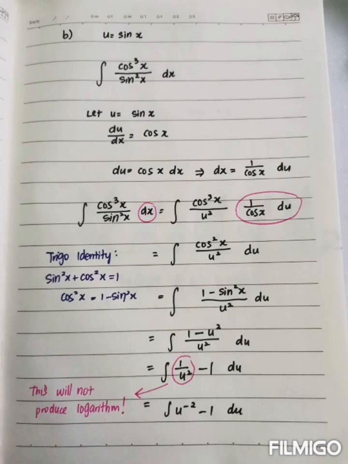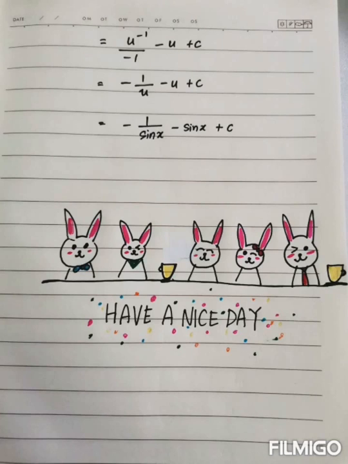Okay, integrate 1 over u square, you will not get logarithm. You only get logarithm kalau atas adalah constant, bawah adalah linear. For this case, kamu kena tukar bentuk. So, tukarkan kepada u power negative 2, and then you integrate macam biasa. Kuasa bertambah sebanyak 1 bahagi kuasa baru. Don't forget to change what is your u.